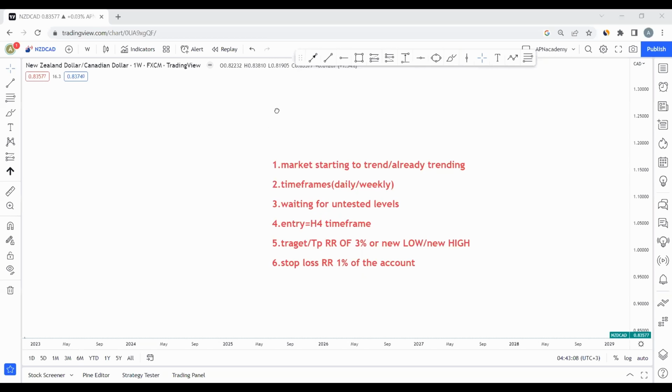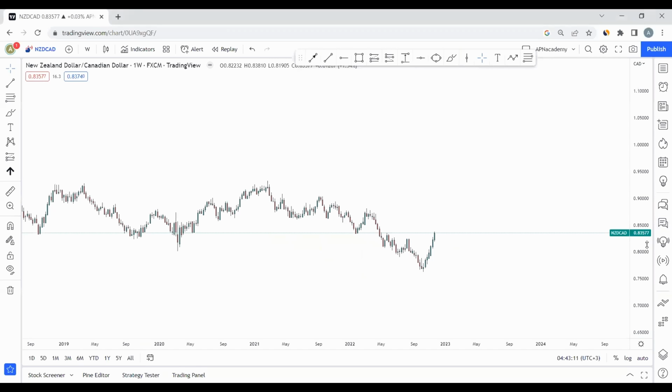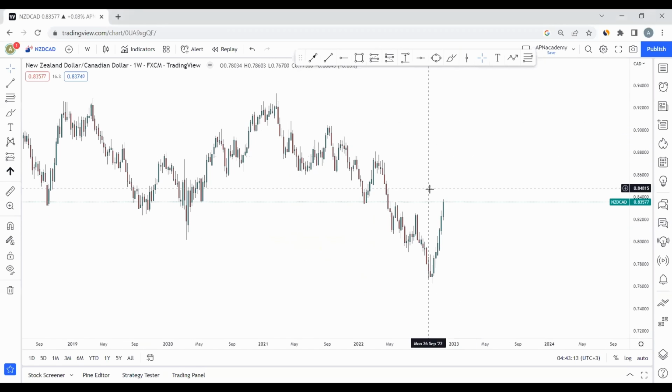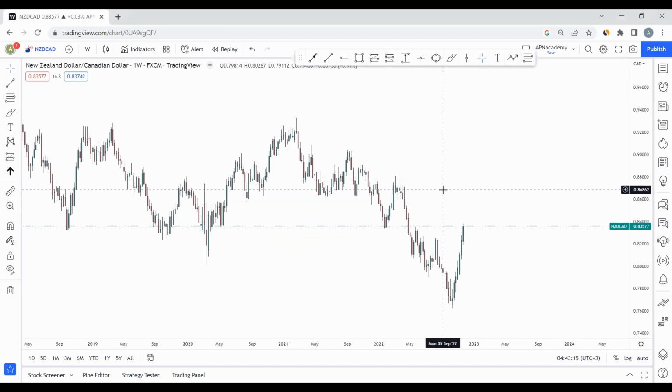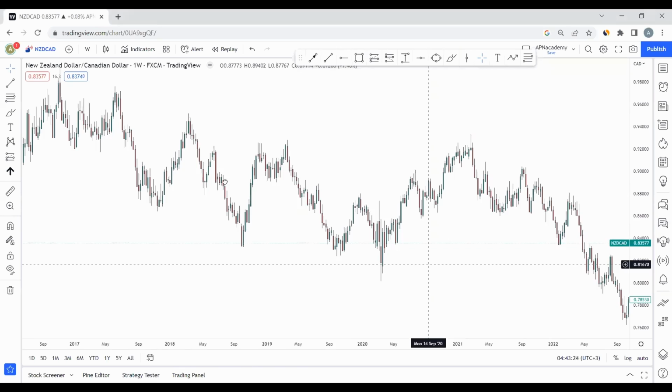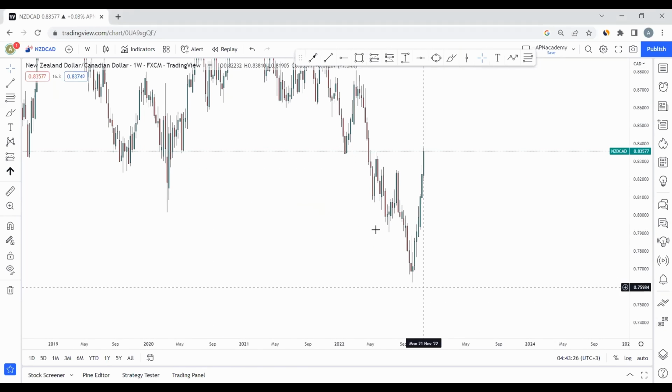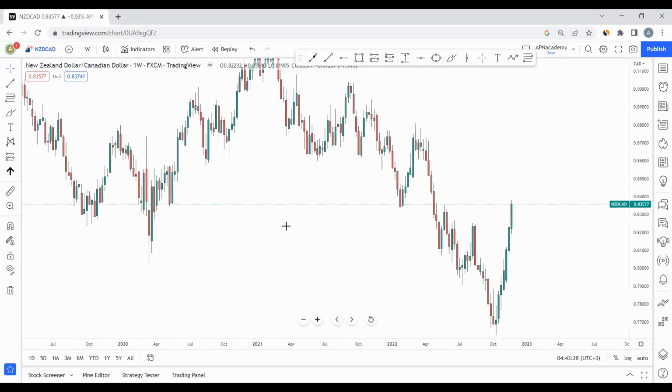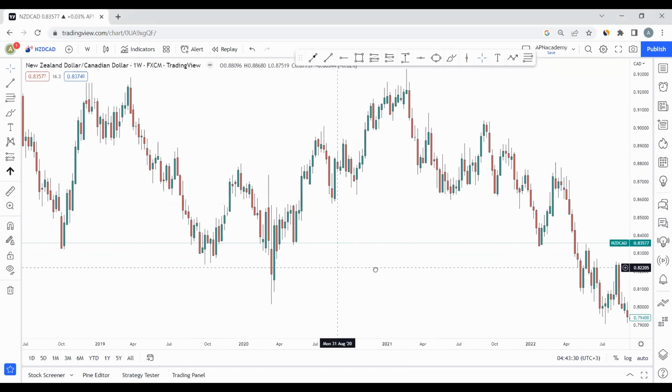So in this example, I'm going to be using New Zealand CAD. And like I said, we're going to be using the weekly time frame. Now we're going to start with a change of trend, to observe where the market was shifting, maybe from a downtrend to an uptrend. Let's pick any part of this price. Let me just adjust it properly so that we can see the candles properly. I hope everyone can see the candlestick sizes.